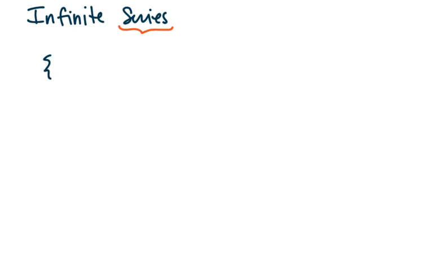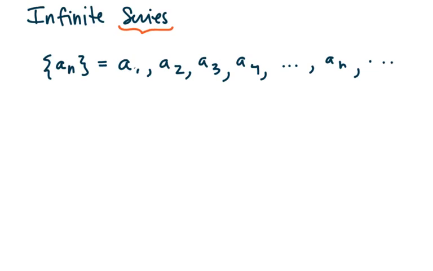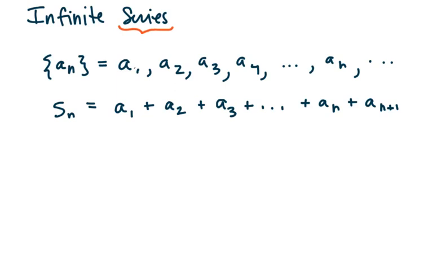So if we said a sequence, a sub n, that would be a sub 1, a sub 2, a sub 3, a sub 4, listing all the way up to an a sub n term and possibly continuing on. But a series says that we would take those terms and add them together. A sub 1 plus a sub 2 plus a sub 3, continuing along to add an nth term, possibly an a sub n plus 1, and continuing on.